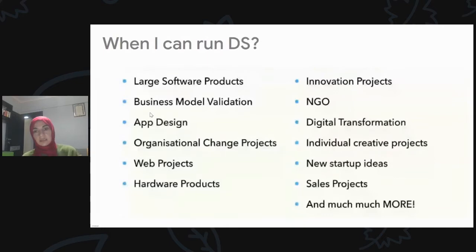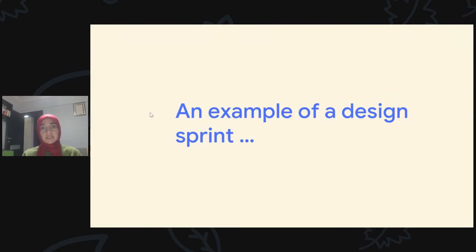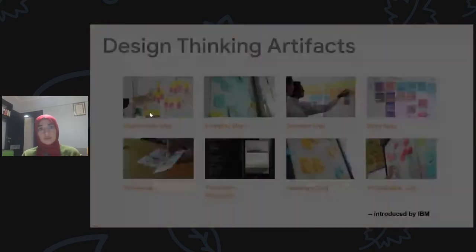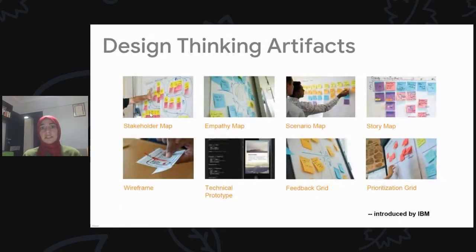It's not something technical, and much more of this actually. An example of design sprint I have given to you. So some design artifact that we are talking about, I will keep checking, might be Abdurrahman sending something to me. No, thank you. So we have what's called stakeholder map, empathy map, scenario map, story map, wireframe, technical prototype, feedback grid, and prioritization grid.